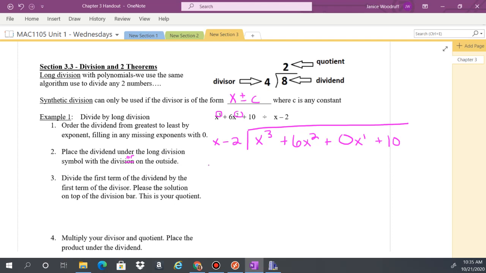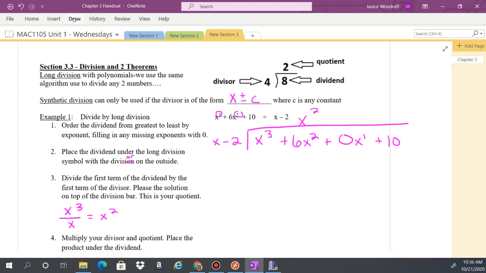Okay, so when we're doing our regular division, what we do is this first term divided by this first term. So that's what we're going to be doing with our polynomials. We're going to take the first term of the dividend, which is x cubed, and divide that by the first term of the divisor, which is x. So x cubed divided by x gives us x squared. We're going to put it on top of our division bar. That's our quotient.